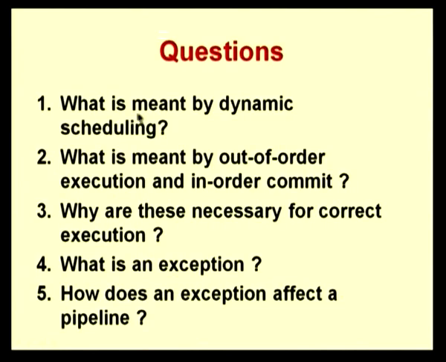So, questions to review today's content. Question number 1, what is meant by dynamic scheduling? Question number 2, what is meant by out of order execution and in order commit? Question number 3, why are these necessary for correct execution? Question number 4, what is an exception? Question number 5, how does an exception affect a pipeline?